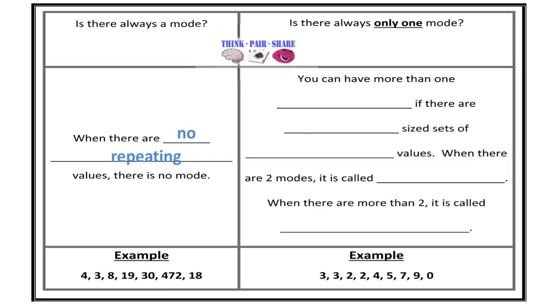So you can have more than one mode if there are equal size sets of repeating values. We saw this on our last set of examples with -1 and 3.2. There were equal amounts of -1 and 3.2, but there were more -1 and 3.2s than any other type of value. When there are two modes, it's called bimodal. When there are more than two modes, we call it multimodal. There are a couple examples below of what a set of values with no mode and a set of values with more than one mode might look like.